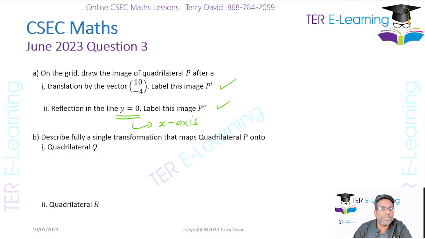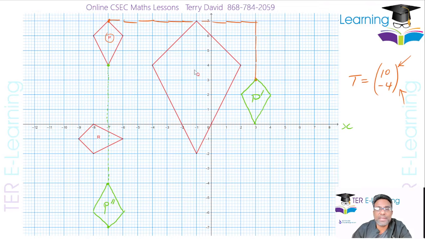Now, the next part of the question here, right? I looked at the question. They said first, describe fully a single transformation that maps P, the original P, across to Q. So let's go to the diagram. So we have P and you have Q. Now, if you notice, the orientation of the quadrilateral has not changed. However, the size has changed, right? So therefore, we can clearly see that that's an enlargement, right?